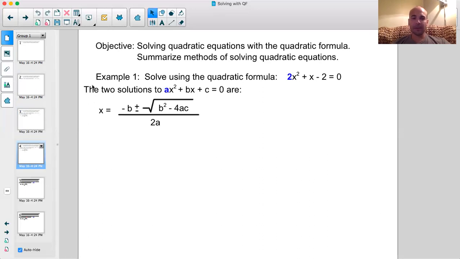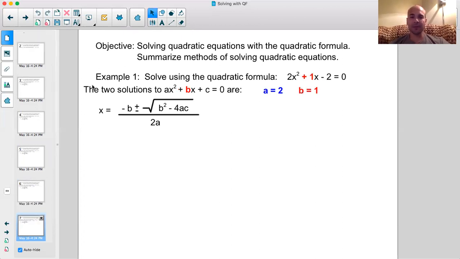So in this particular problem, a is 2, and the number in front of x is b, and I don't see that in our equation, but I hope we're used to knowing that when you see an x and there's no coefficient in front, it's a 1. So b is 1, positive 1 for that matter. And then c is the constant at the end, and in this case, it's negative 2. So these are the three values you need to use this formula.